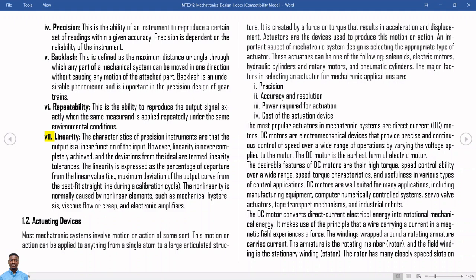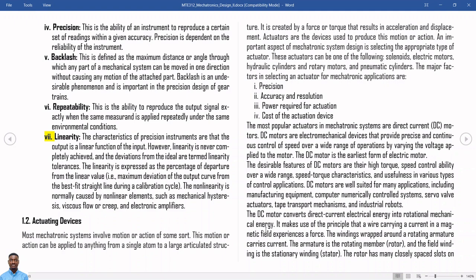So the next topic we'll be looking at is what we refer to as actuating devices. So these are just devices that cause motion or some action to happen, and most mechatronic systems involve motion or action of some sort. So based on that, they require actuating systems or actuating devices. So the motion or action can be applied to anything from just a single atom to a large articulated structure, as the case might be.